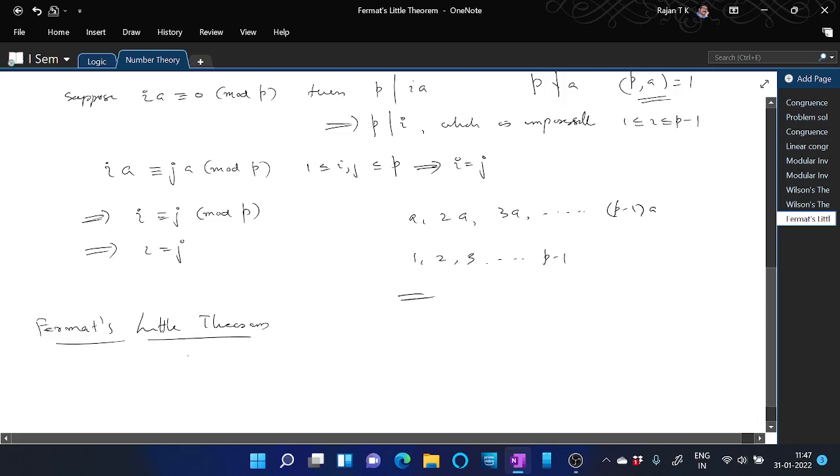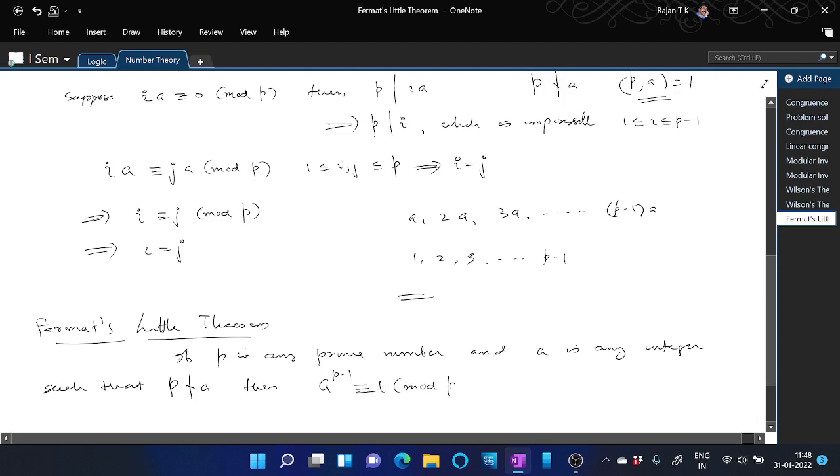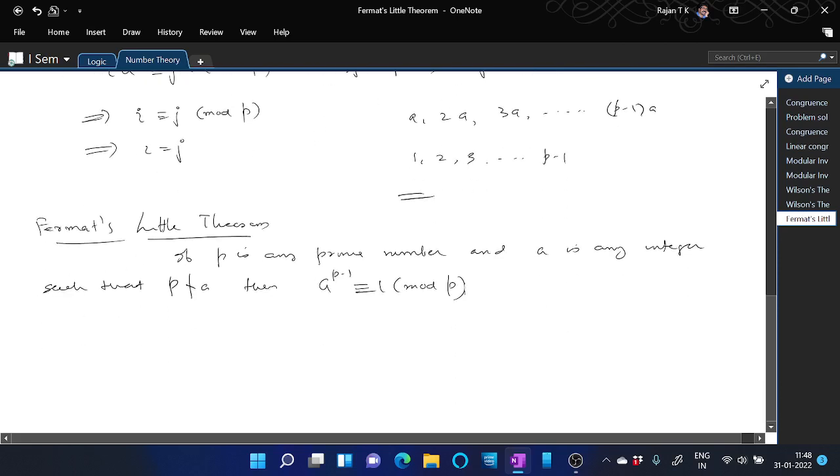The theorem says that if P is any prime number and A is any integer such that P does not divide A, then A raised to P minus 1 is congruent to 1 mod P.